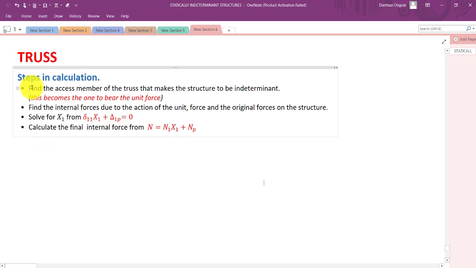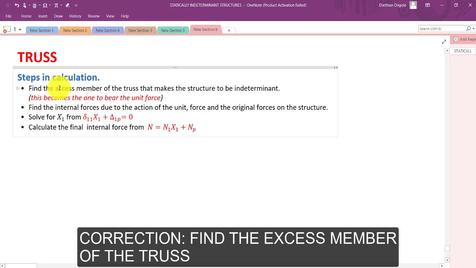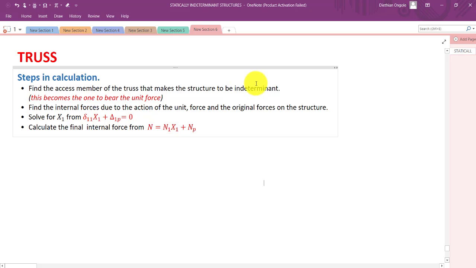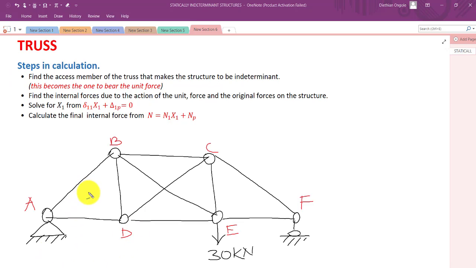The first one is that we find the excess member of the truss that makes it statically indeterminate. After finding that, that excess member becomes the one to bear the unit force. So for such a truss system, to test whether it is statically determinate or indeterminate, we first look at the type of support that it has. Here we see that it is simply supported, as in it has three reactions.